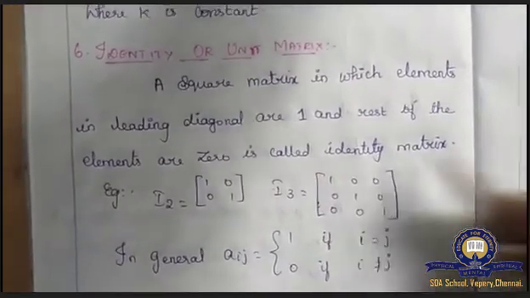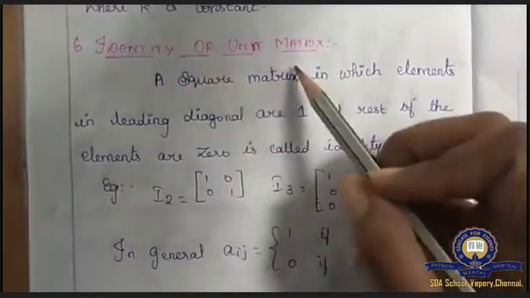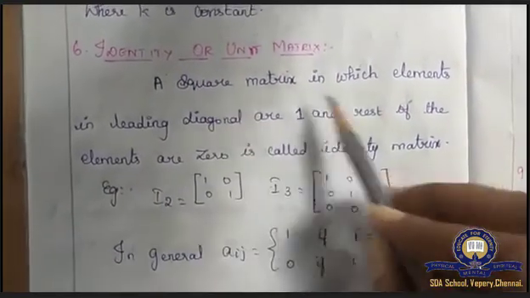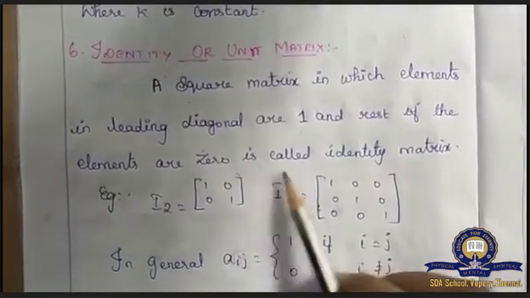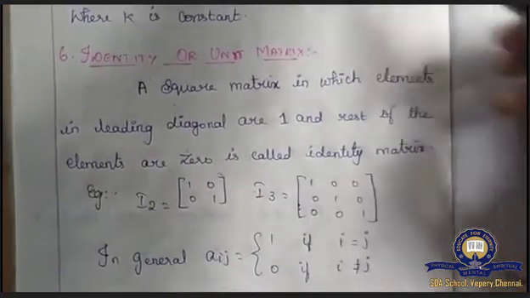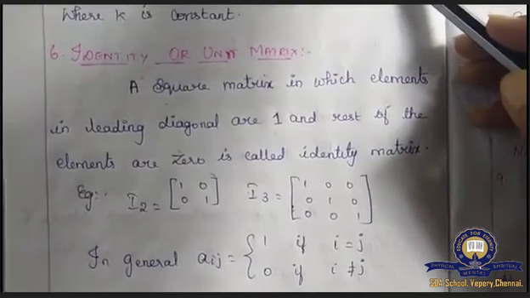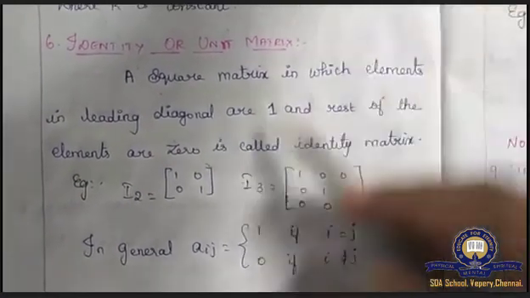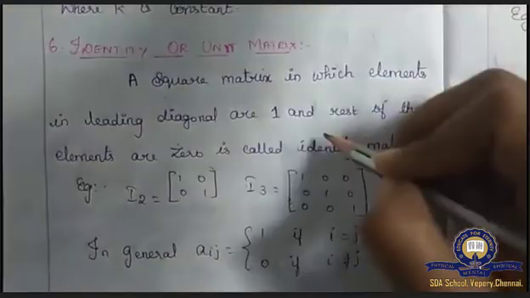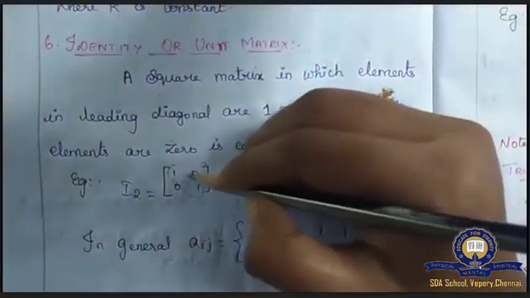Next, identity or unit matrix. Identity matrix or unit matrix. Okay, a square matrix in which elements in the leading diagonal are 1 and the rest of the elements are 0 is called the identity matrix. What we have seen in scalar matrix, all the leading diagonal elements are the same, right? Here also the same, but the leading diagonal elements are only 1.